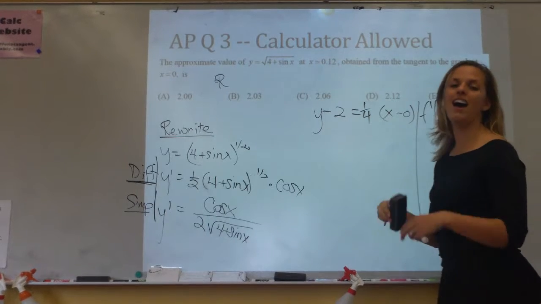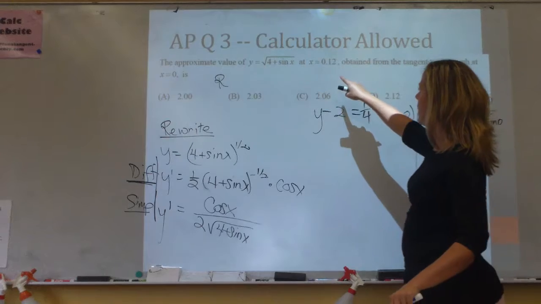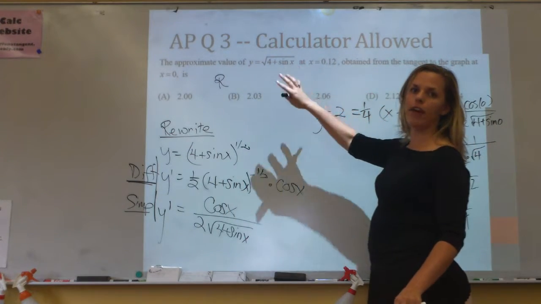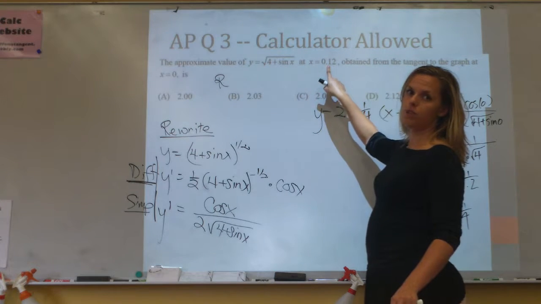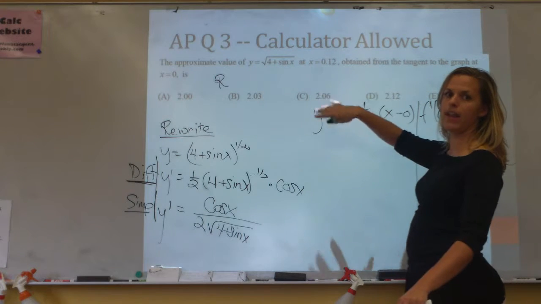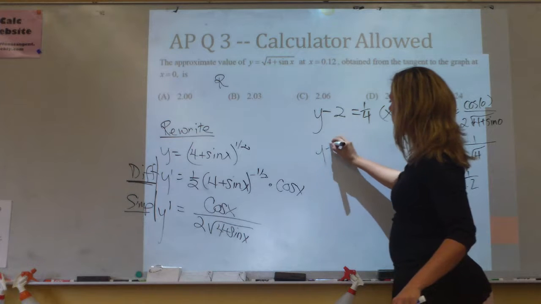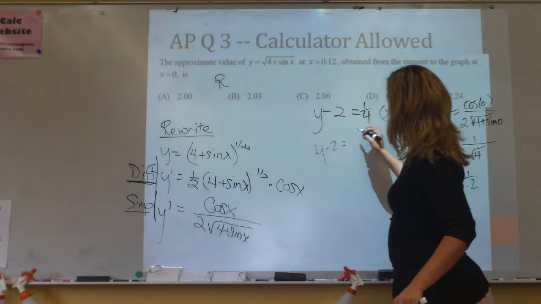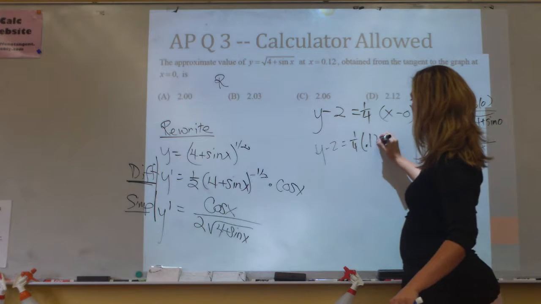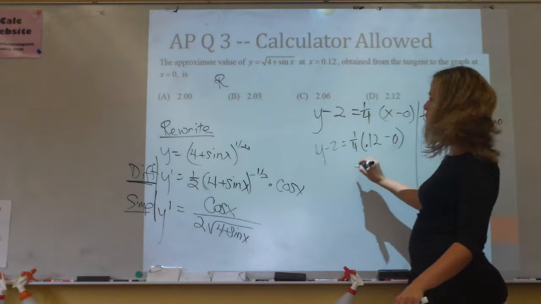Alrighty, now I'm still not done with the problem. This is quite a long problem. But now I need to use the tangent line to approximate the value at 0.12. So I wrote the tangent line at 0, and now I'm using the tangent line to approximate the y value at 0.12. y minus 2 equals 1/4 times x, which is 0.12, minus 0. A fourth of 0.12 is 0.03.